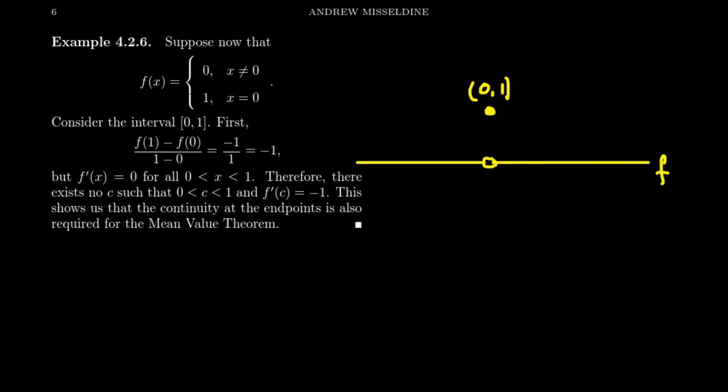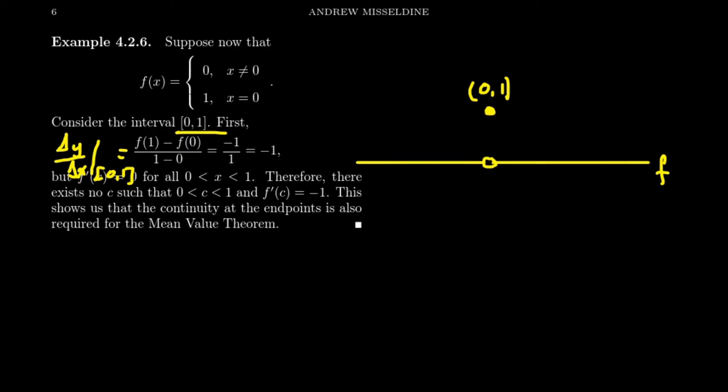Well, let's consider the interval 0 to 1 in that situation. Then the average rate of change, delta y over delta x as x goes from 0 to 1, is f of 1 minus f of 0 over 1 minus 0. 1 minus 0 is easy enough, that's just a 1. If you take f of 1 minus f of 0, well, f of 1 is going to be 0 because 1's not 0. I know it seems weird, you flip it around, but that's how our function is defined. It's 1 when x is 0, and it's 0 when x is not 0. So f of 1 is equal to 0 and f of 0 is equal to 1. 0 minus 1 is negative 1. So we see that the average rate of change is going to equal negative 1.